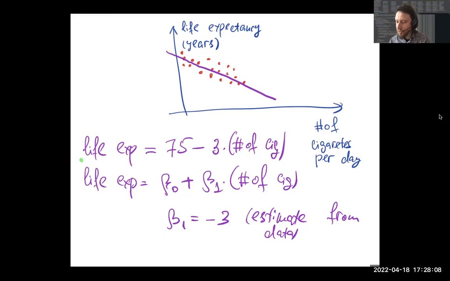So if we have this law, how can you interpret this number minus 3? How is it related to this straight line, and how can you explain what this number minus 3 means from the perspective of which social implications you can conclude from this number.